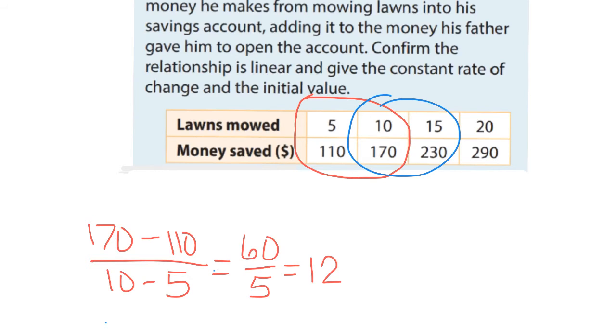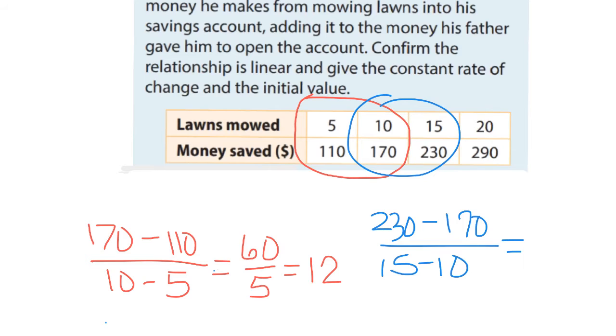Let's use the next set of data. 230 minus 170, 15 take away 10. That'll give me 60 divided by 5. And just like the last one, that'll again be 12. So my second rate of change is also 12.